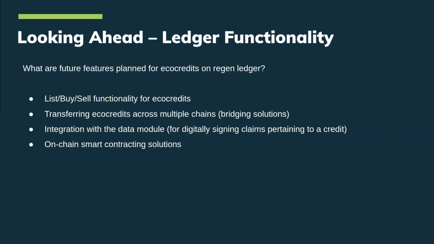And lastly, on-chain smart contracting solutions like CosmWasm, so that we could have things like custom escrow accounts or potentially programmatic issuance of credits based on, let's say, thresholds of certain signatures in a data module.